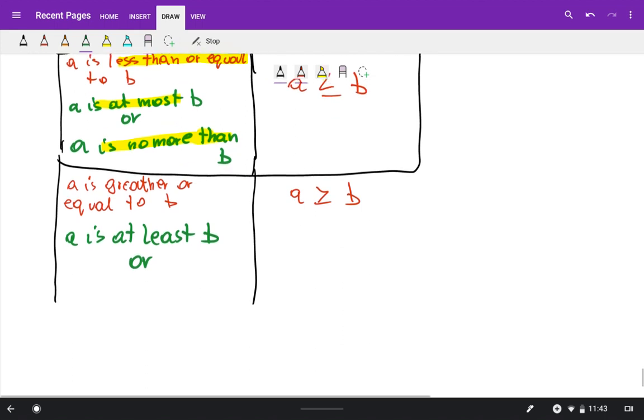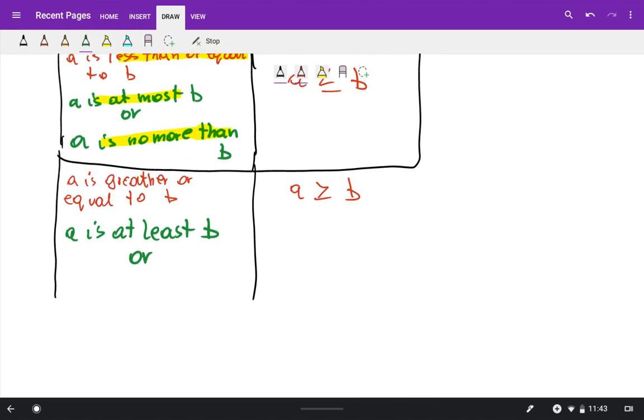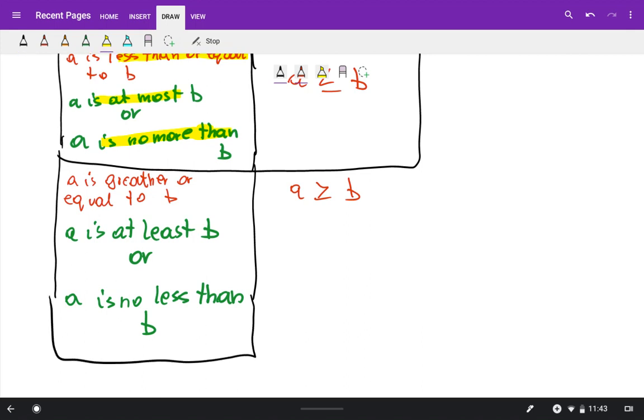or if we're talking about A is greater than or equal to B, sometimes we're saying that A is no less than B. Okay, so all of them have the same meaning. Greater or equal means A is at least B, or A is no less than. All of them have the meaning of greater or equal. So let's just practice that.